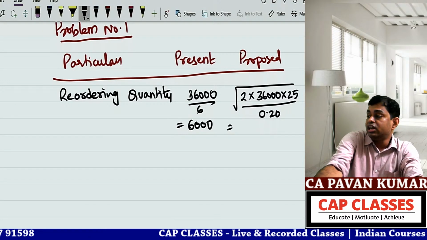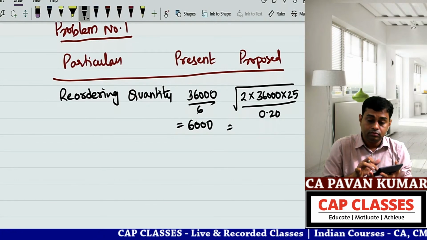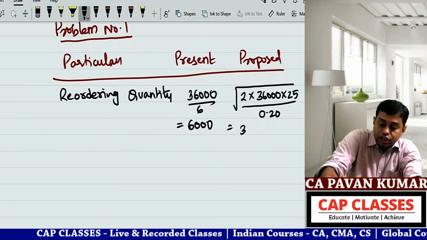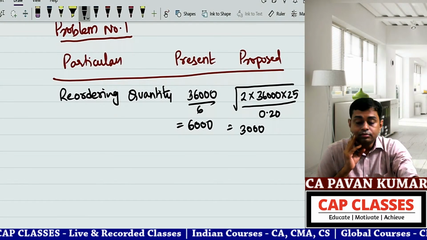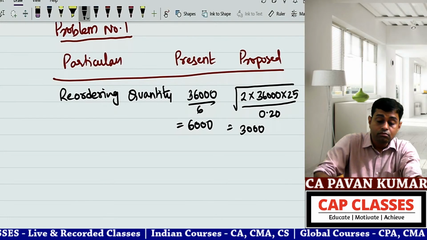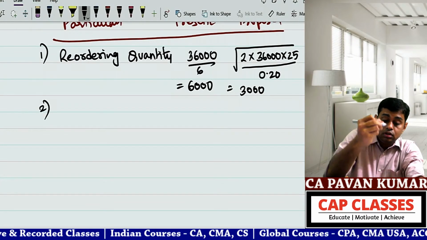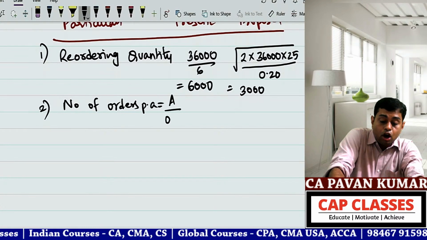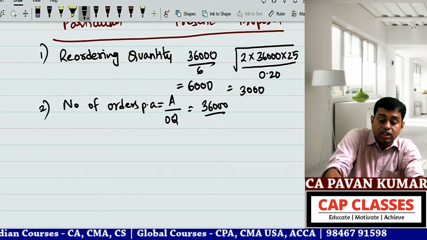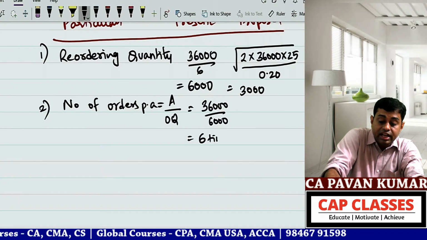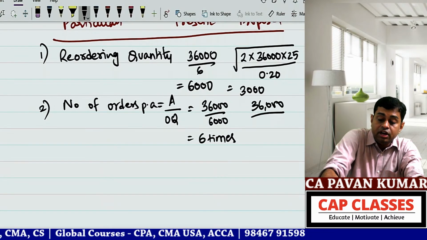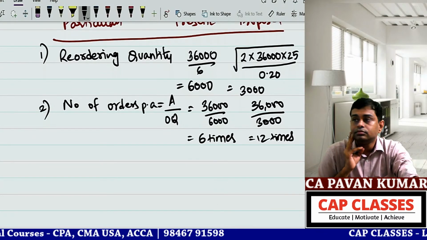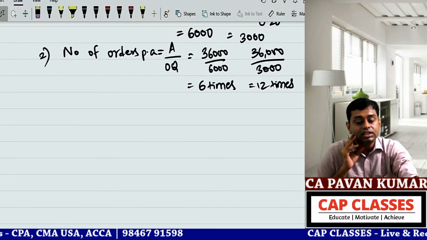So can you solve this and tell me what is the answer? Don't take much time. So is it 3,000? My calculator is saying 3,000 units. Okay, so this is 1, 2. Number of orders per annum is equal to A by ordering quantity, that is 36,000 divided by 6,000, that is equal to 6 times they will buy. Here 36,000 divided by 3,000, 12 times they will buy. So number of orders is 6 times and 12 times. Correct?